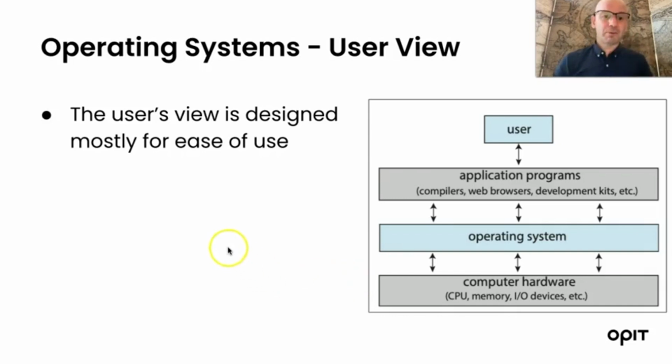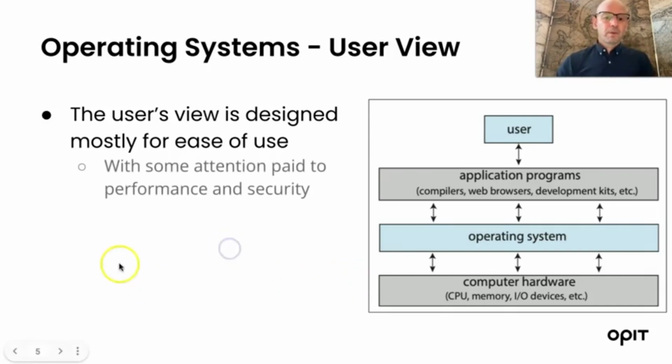So the user view is designed mostly for ease of use. And there is some attention paid to performance, of course. The users want their applications to run smoothly. And then security. So some way in which there's secure access to the operating system and then secure access within the operating system. So that, for example, user programs don't tread on system processes.